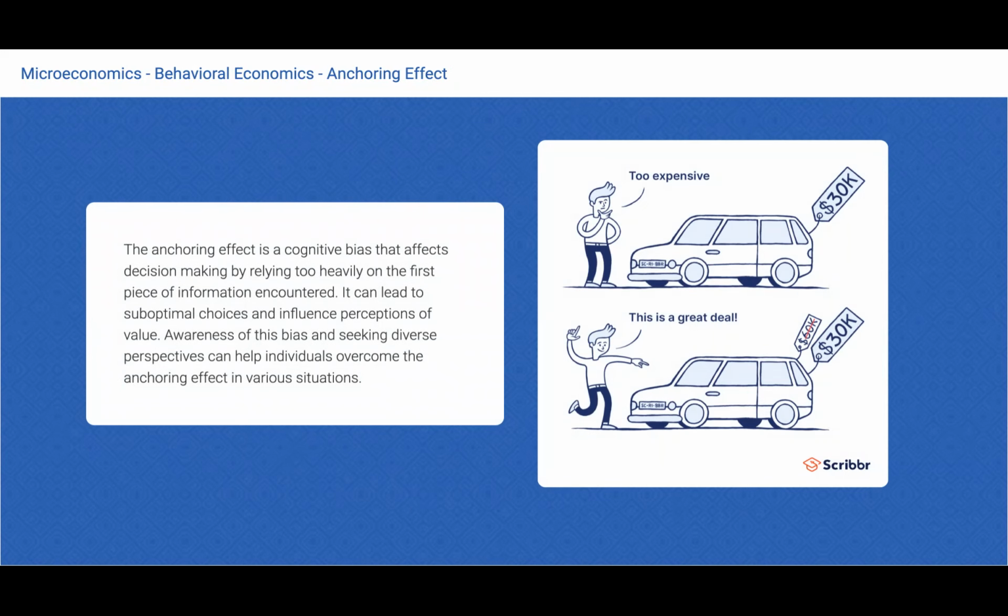The anchoring effect is a cognitive bias that affects decision-making by relying too heavily on the first piece of information encountered. It can lead to suboptimal choices and influence perceptions of value. Awareness of this bias and seeking diverse perspectives can help individuals overcome the anchoring effect in various situations.